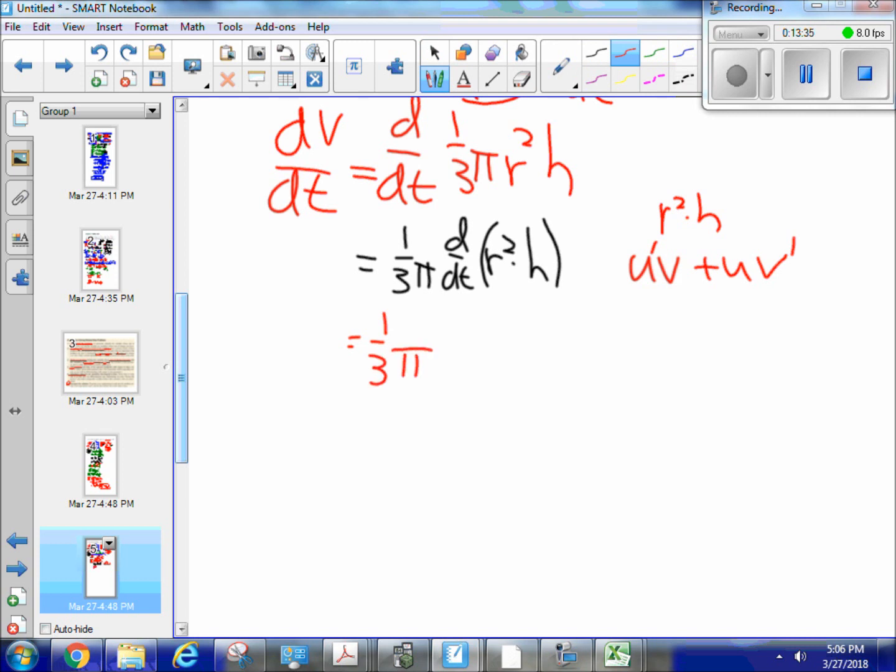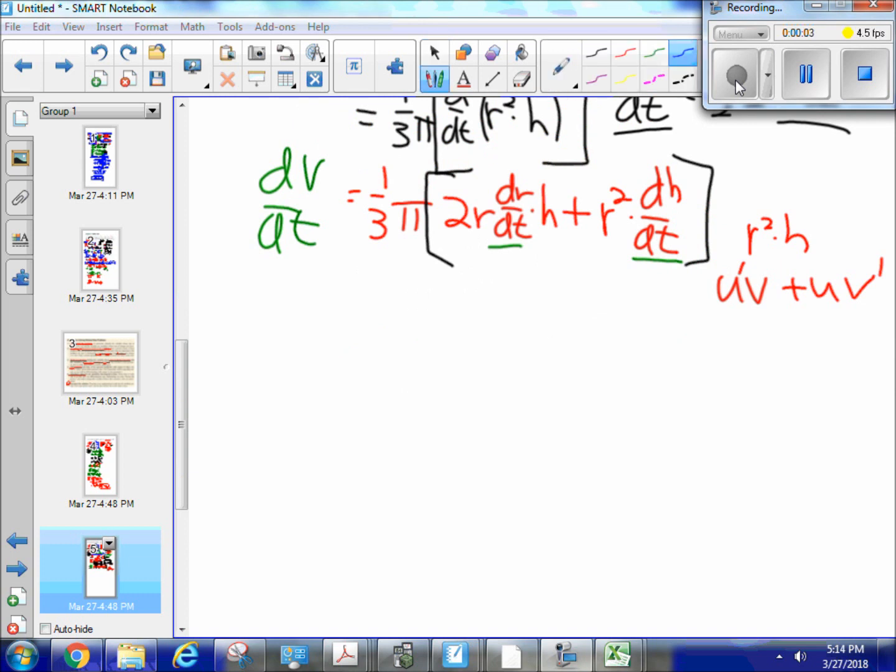So that's going to be 1/3 pi. Now, the derivative of r squared is going to be 2r dr/dt, because r is a changing variable. It's changing with time, so I have to do the outside and the inside, times h, plus, well, u, which is r squared, times the derivative of v, which is h, is just dh/dt.